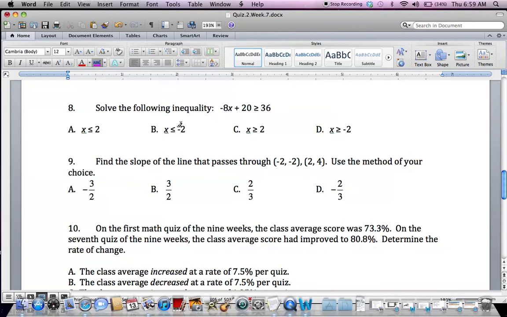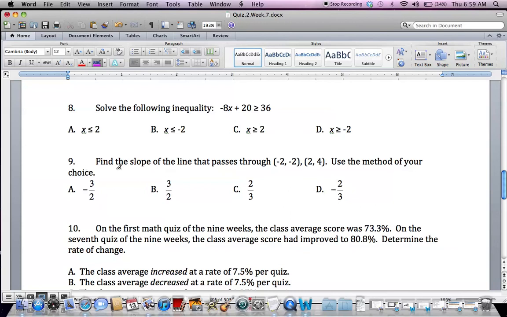Number 8, solve the following inequality. Negative 8x plus 20 is greater than or equal to 36. So you're going to solve for x. Remember the inequality Macarena.